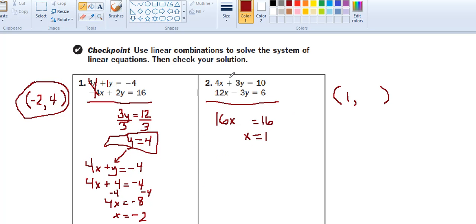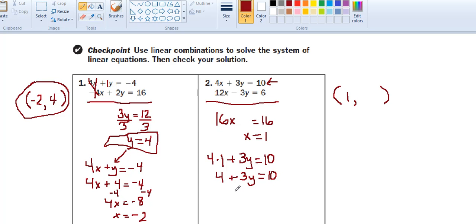Now let's solve the rest of this. You can choose either one of these. I think in this case, probably the top one's going to be a little easier to work with. I'd probably use this one if it was me. So I'll use this one. I'm going to write 4 times 1 plus 3y equals 10. Now this is 4 plus 3y equals 10.